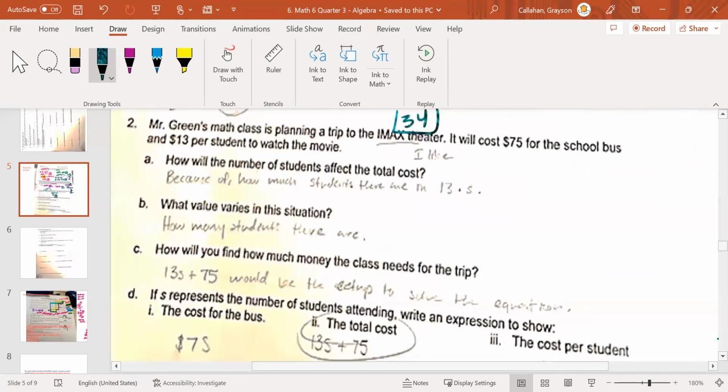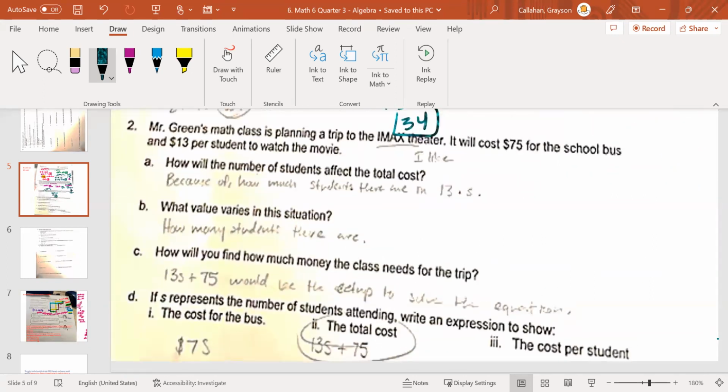Mr. Green's math class is planning a trip to the IMAX Theater. It will cost $75 for the school bus and $13 per student. So this right here, that's a flat fee. So even if you have one student, they're still going to charge you 75 bucks, right? If you have 100 students, it's still going to be $75 plus 13 times 100, right? How will the number of students affect the cost? Well, what do you think?